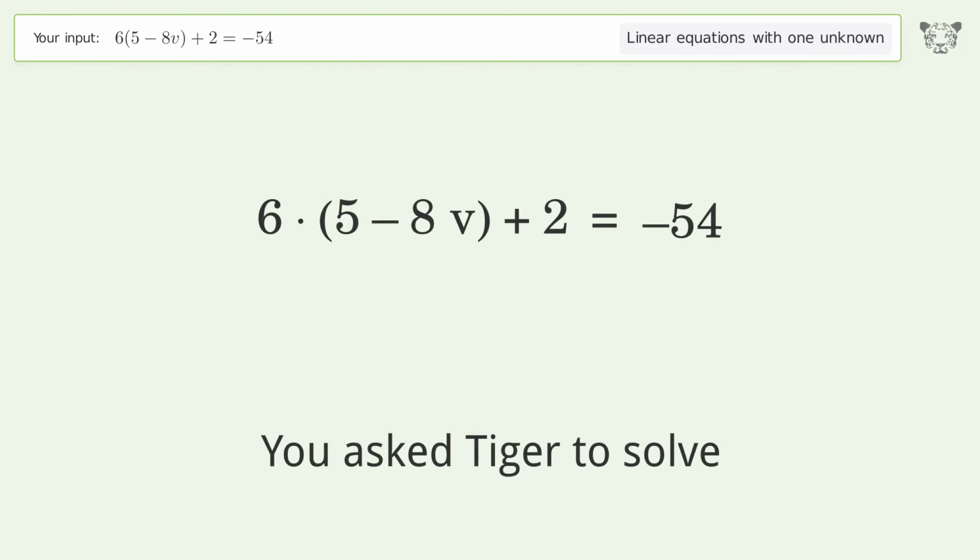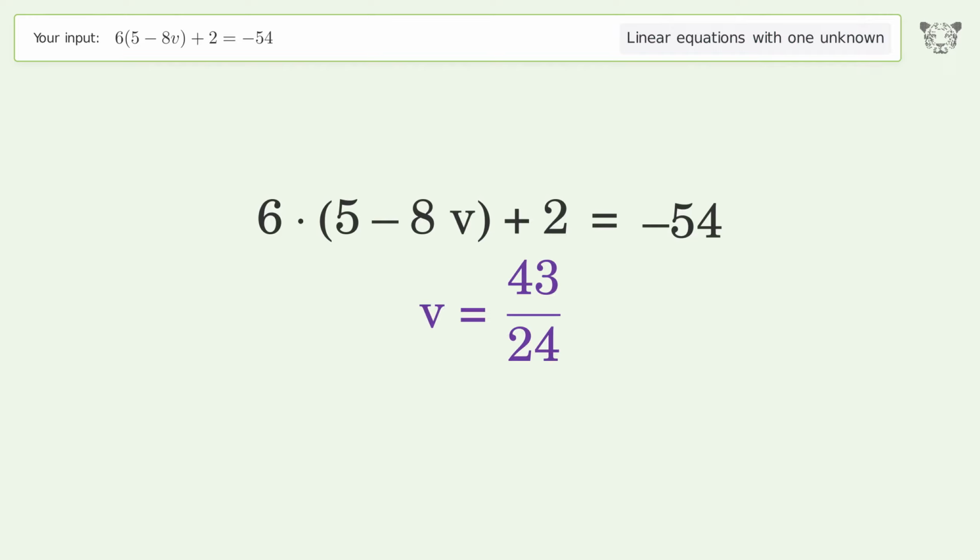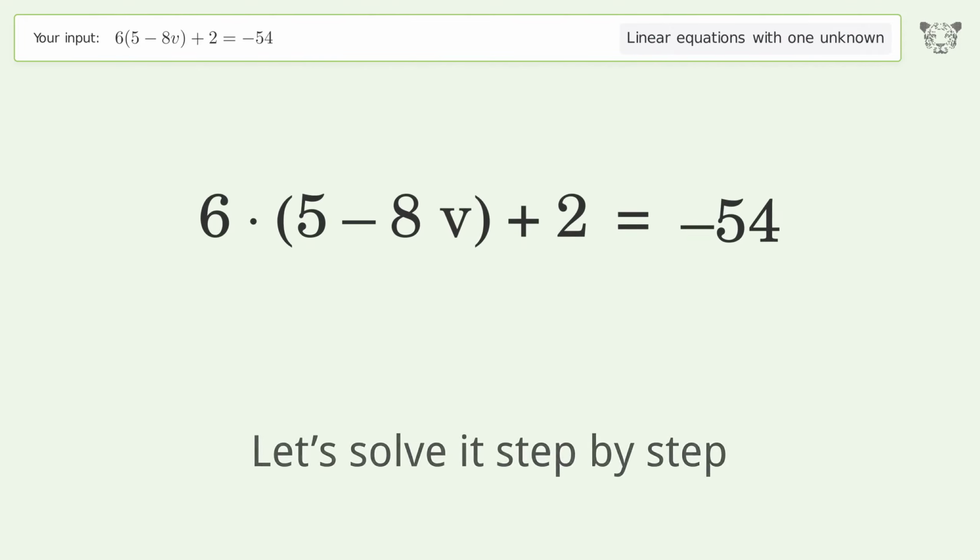You ask Tiger to solve this. This deals with linear equations with one unknown. The final result is v equals 43/24. Let's solve it step by step.